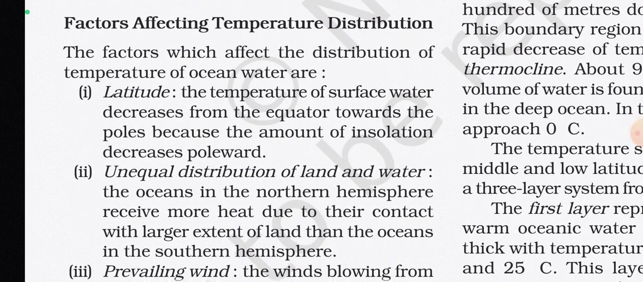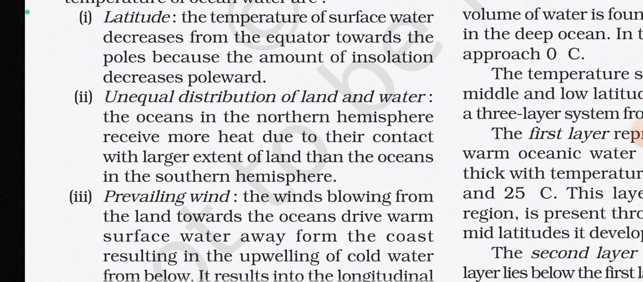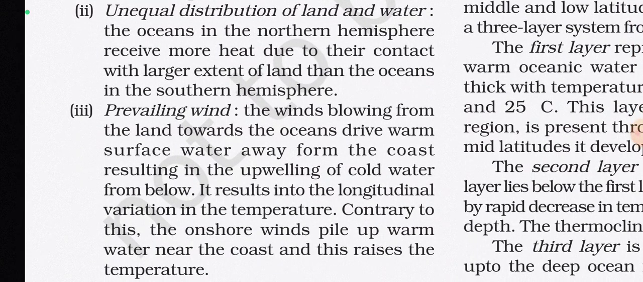Factors affecting temperature distribution. The factors which affect the distribution of temperature of ocean water are latitude. The temperature of surface water decreases from the equator towards the poles because the amount of insolation decreases poleward. Unequal distribution of land and water. The oceans in the northern hemisphere receive more heat due to their contact with larger extent of land than the oceans in the southern hemisphere.